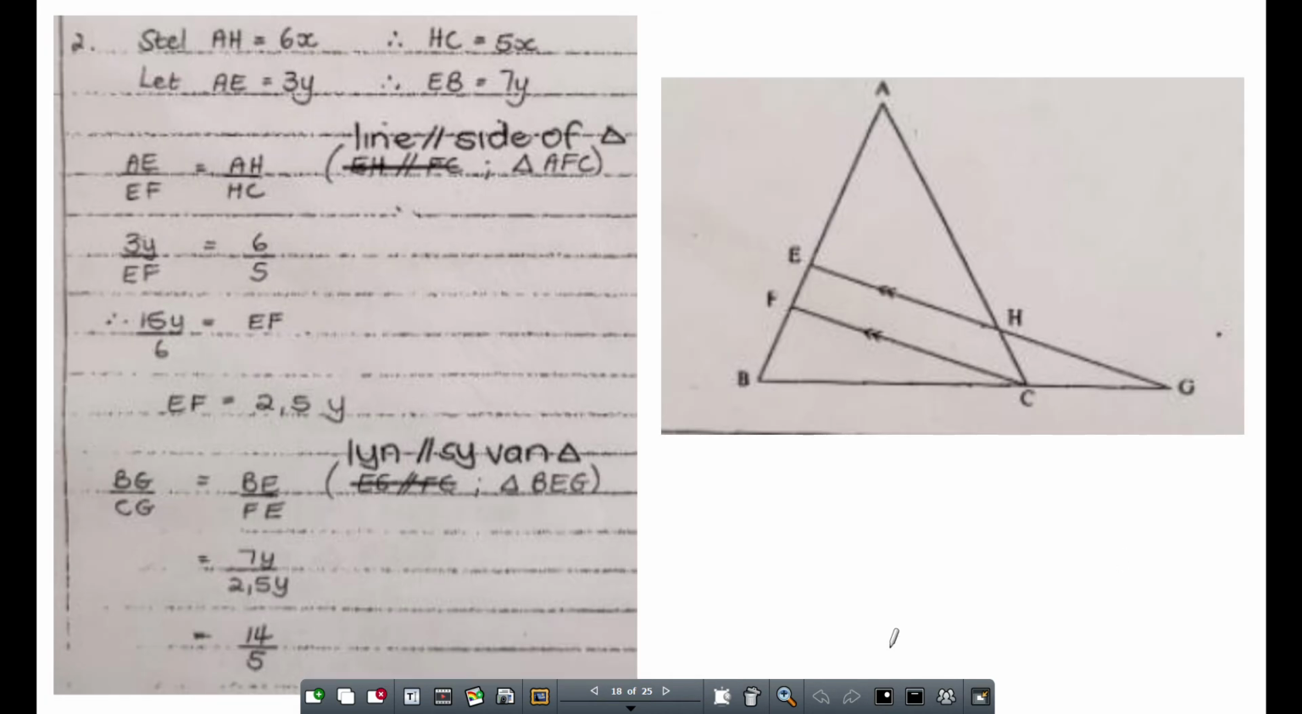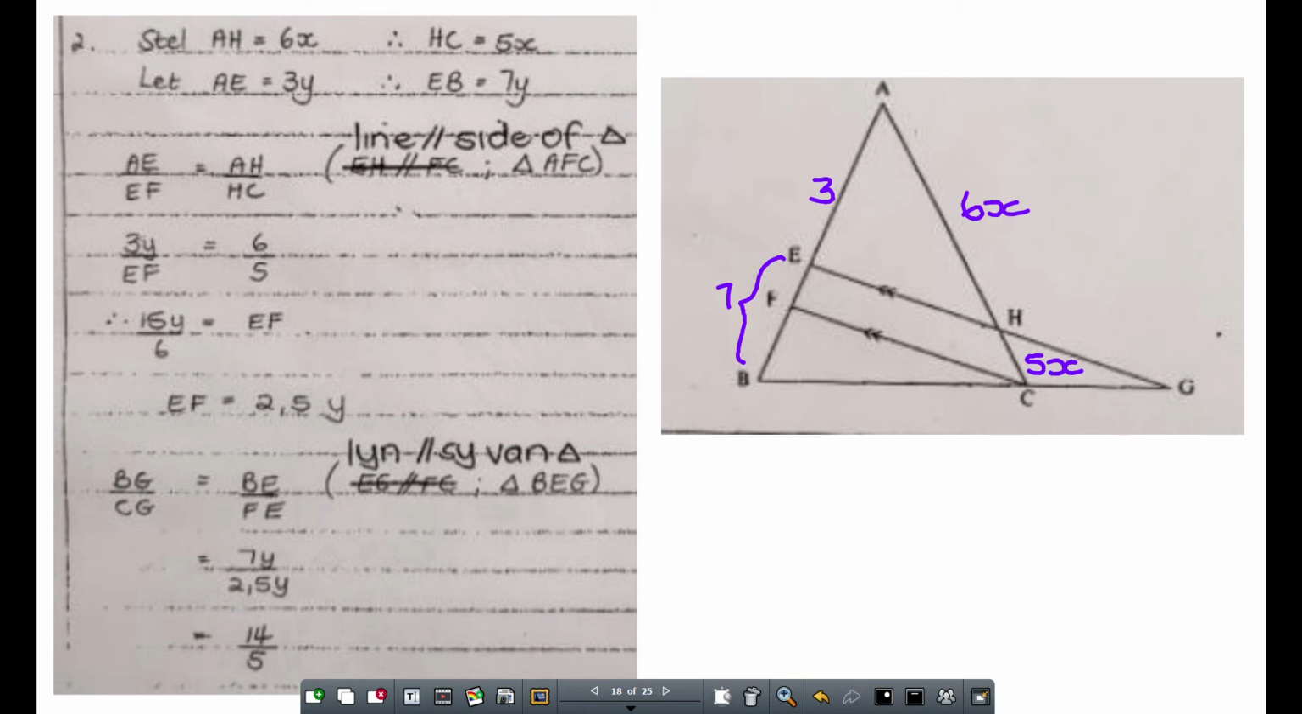Right, let's look at number 2. At number 2, it says that AH is 6, over HC is 5. And then AE is 3, and EB is 7. So that whole thing is 7. Okay, now, they say that AH, we make 6x, and HC we make 5x.